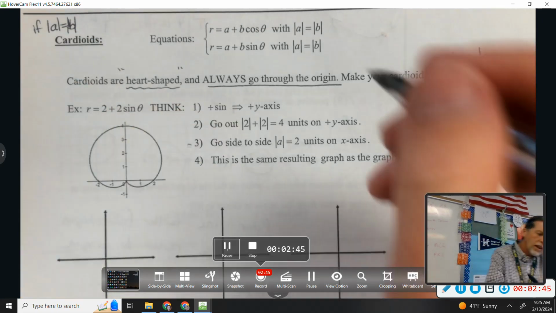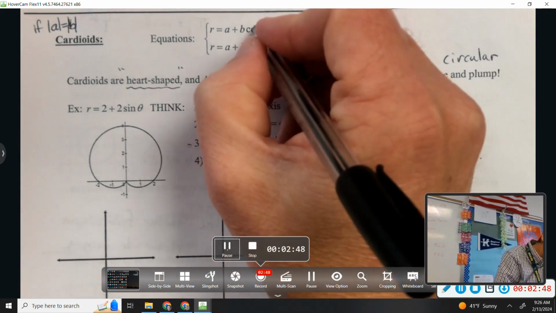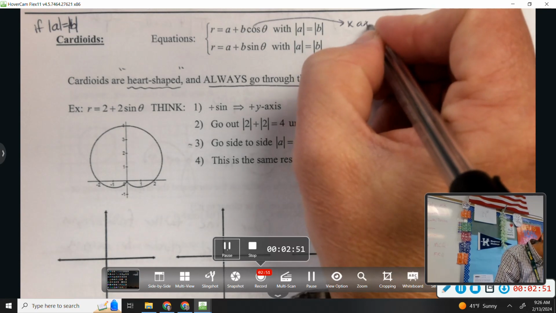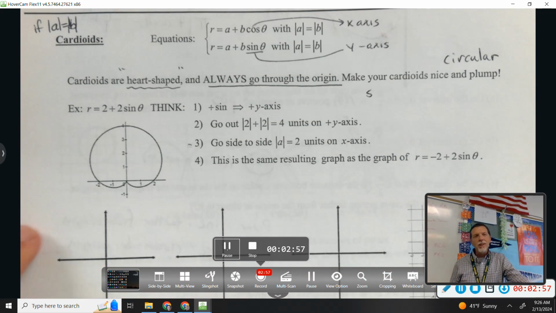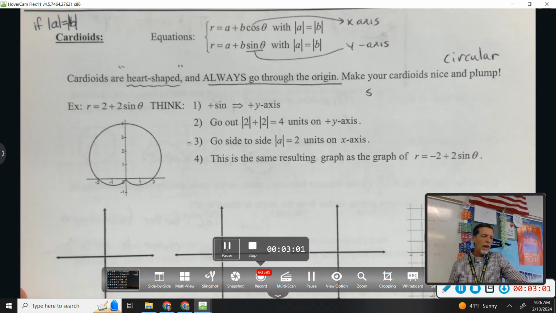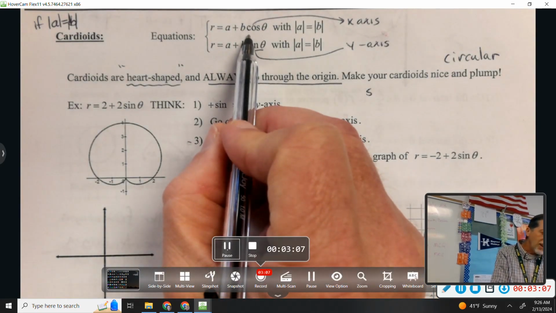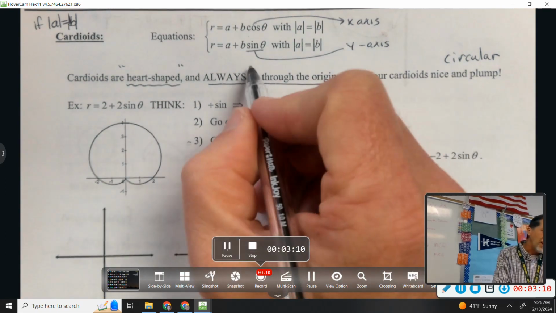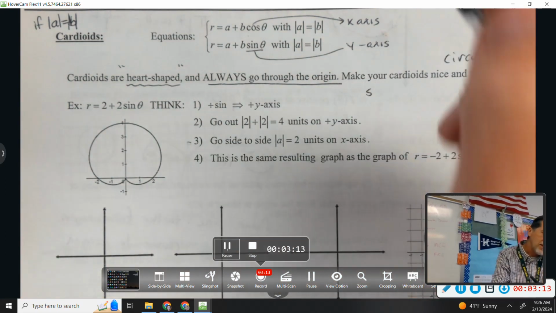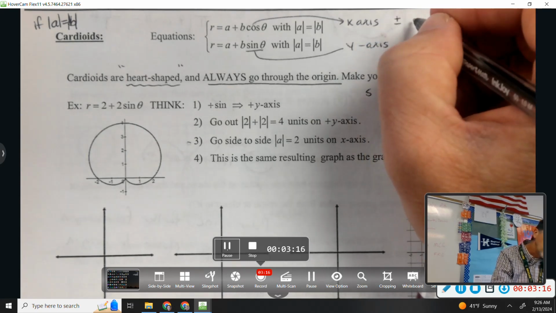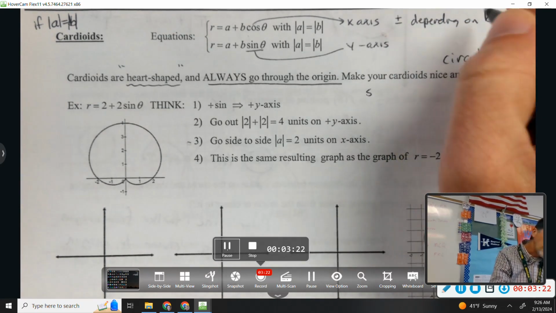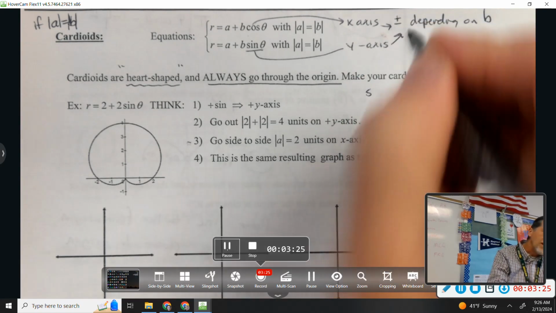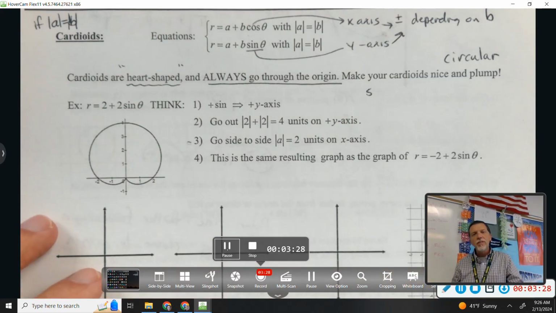Before we get to this one, the cosine is an x-axis cardioid, and the sine is a y-axis cardioid. So x goes with cosine, y goes with sine. That continues today. If it's a positive cosine, then it's on the positive x-axis. If it's a negative sine, it's on the negative y-axis. Plus or minus depending on b. That would be for both of them. Plus or minus, the b will tell you if it's up or down, left or right.